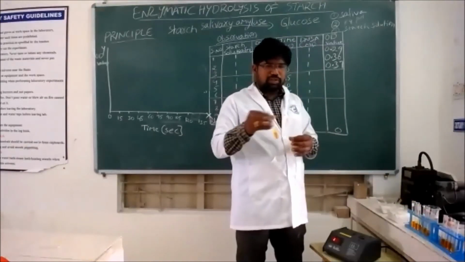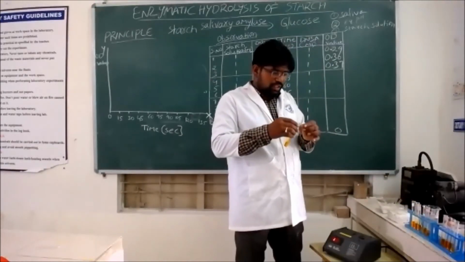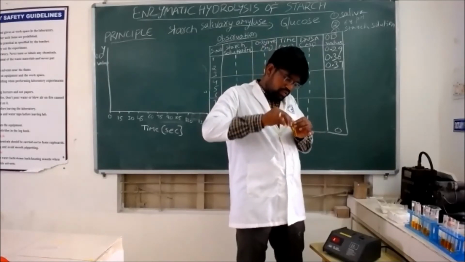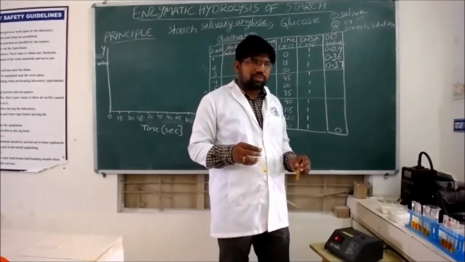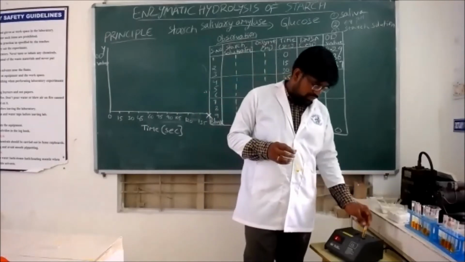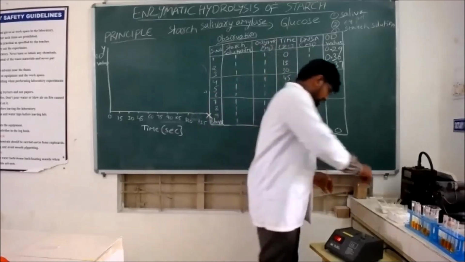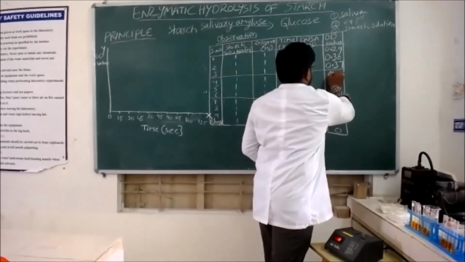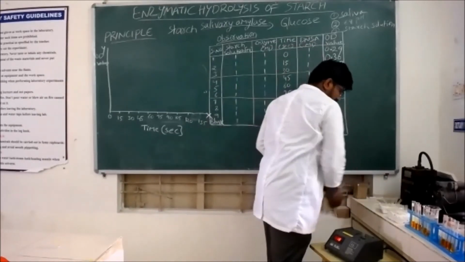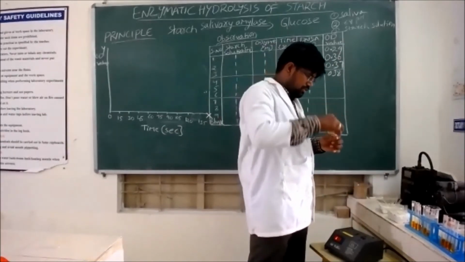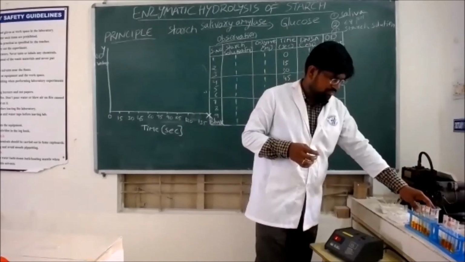Next, measure the absorbance of the fourth tube. That is 45 seconds. So take the fourth tube sample into the cuvette and measure. That is 0.38. So a very slow reading we are observing here, because of the slow reaction.